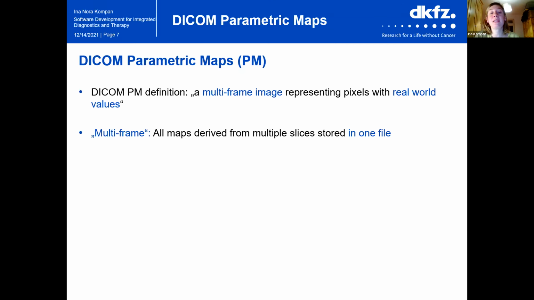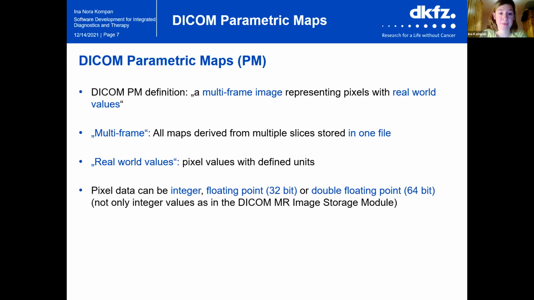Multi-frame in this context means that all maps derived from multiple slices are stored in one file, and this makes it easier to give a spatial correlation to the source data. Real-world values are simply defined as pixel values with defined units. Pixel data of parametric maps can be integer, floating point, or double floating point values.